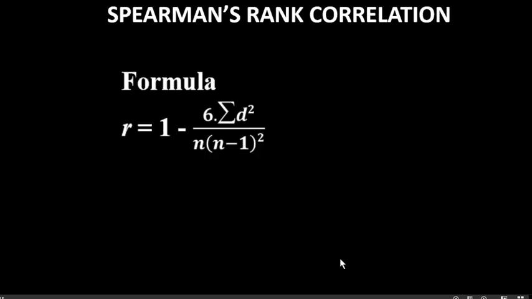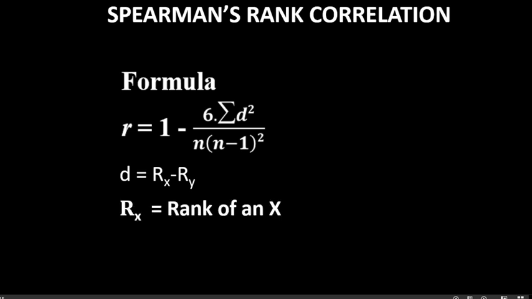Now we will see Spearman's rank correlation method. Friends, this method also gives the precise value of R from which we can determine the strength and direction of correlation between two variables. But this formula can be applied only if the data are obtained in ordinal scale or converted into ordinal scale. This formula says that R equals 1 minus 6 sigma d square upon n into n square minus 1, where d equals Rx minus Ry. Rx means rank of x and Ry means rank of y.